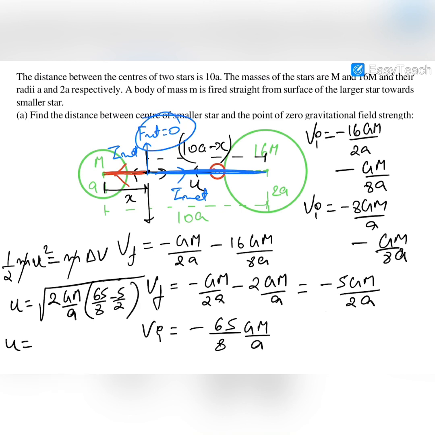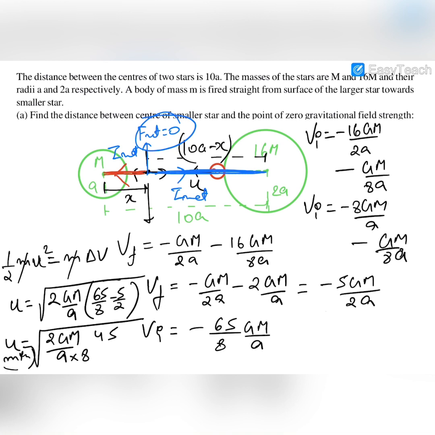So u would be equal to under root of 2GM by a, and this is 8, and this would be 65 minus 20, so it would be equal to 45. So this is under root of 45GM by 4a. This is the velocity with which we need to project this body from the surface of the bigger star so that it reaches the surface of the smaller star. This is the minimum velocity.